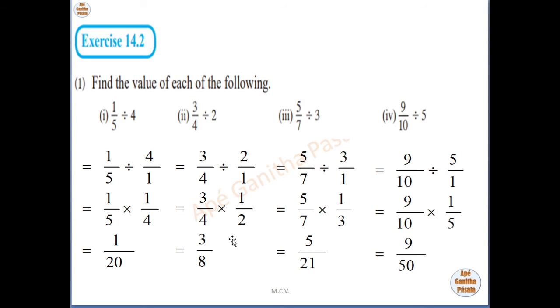Now multiply numerators together and denominators together. 3 multiplied by 1, 3. 4 multiplied by 2, 8.